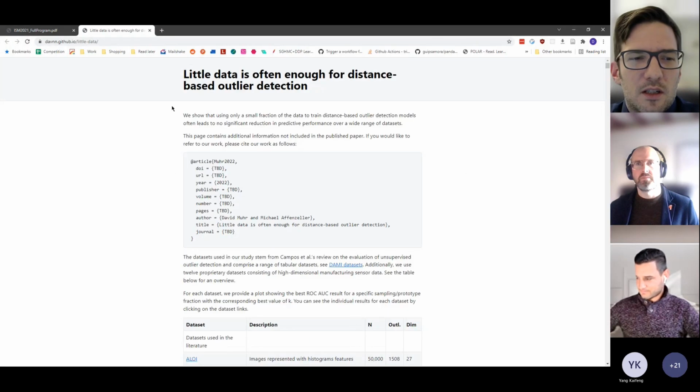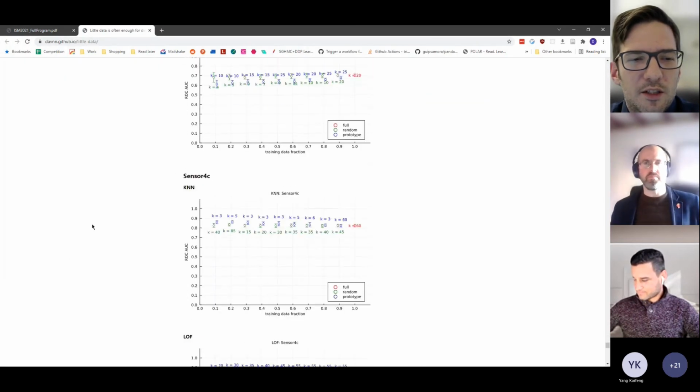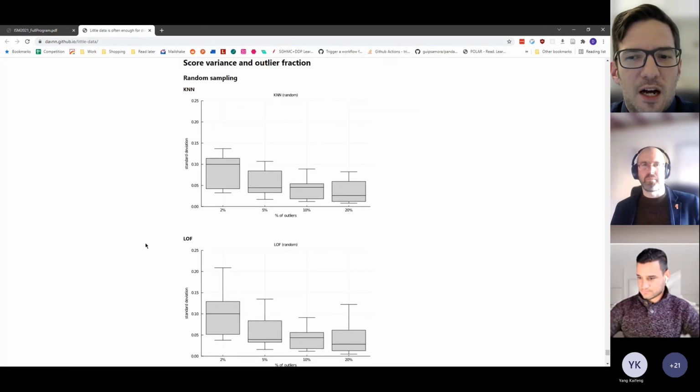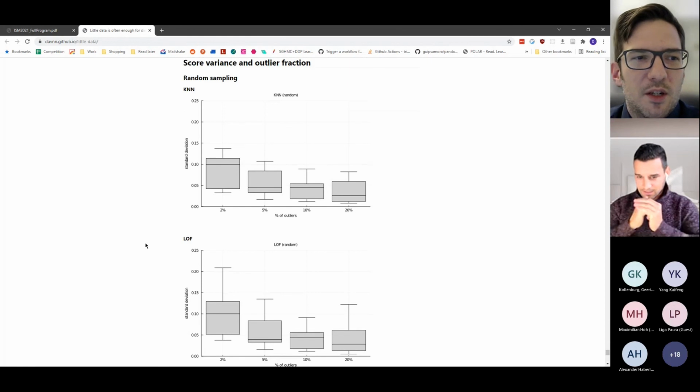I've got another question, David. How low can you go with respect to the data fraction till you cannot find your outliers accurately anymore? Because we have seen when you go down to 10%, it's approximately the same as if I use 50% or something like that.